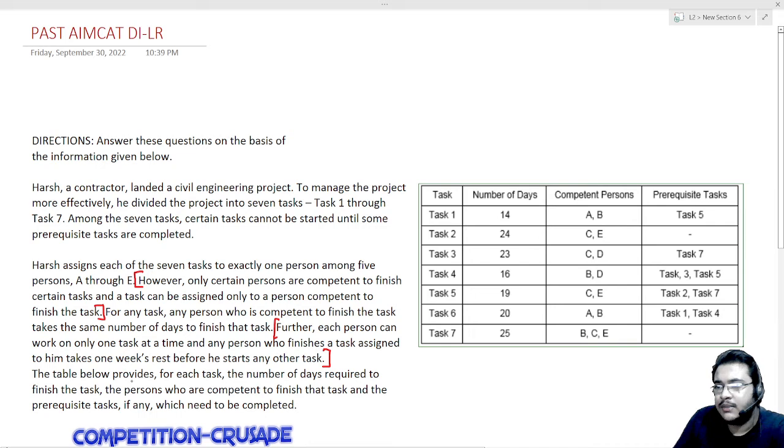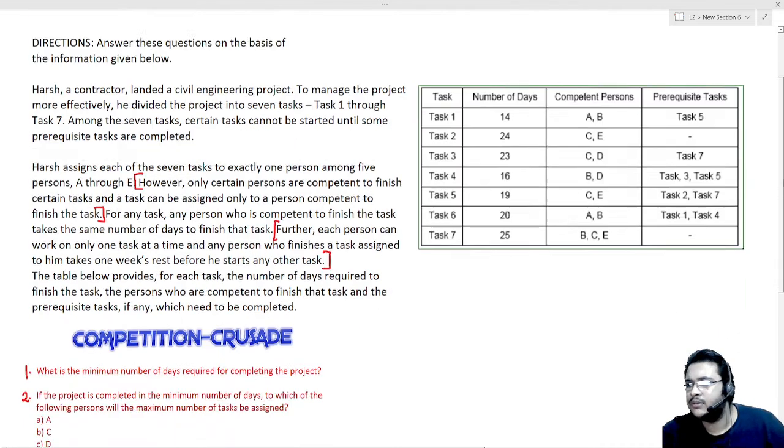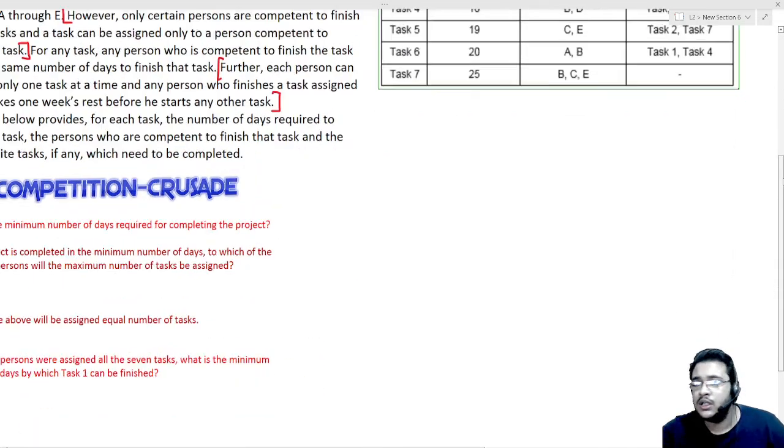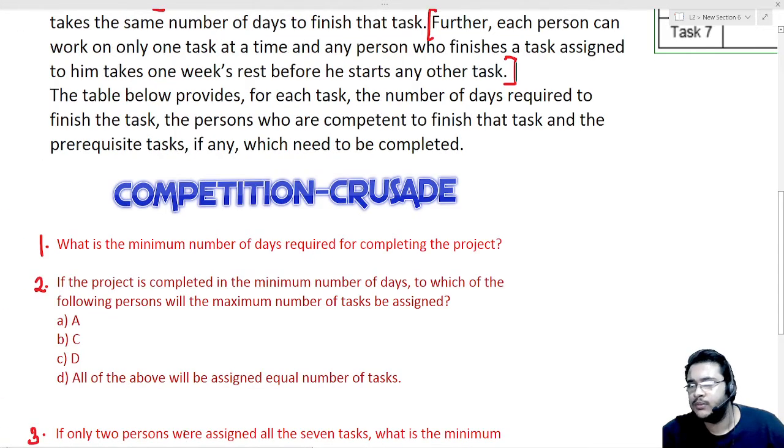Okay, the table below provides for each of the tasks, and so basically the table you can interpret. We don't need to understand it from the statement. Let us go through the questions once. Okay, let me see if I have zoomed in enough.